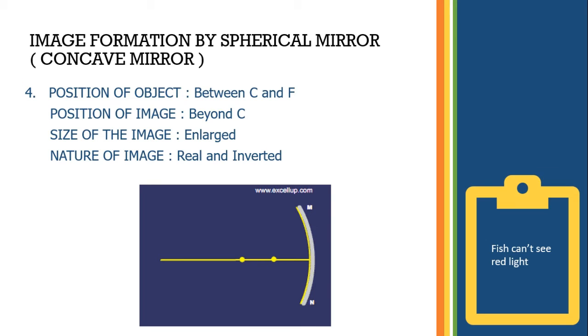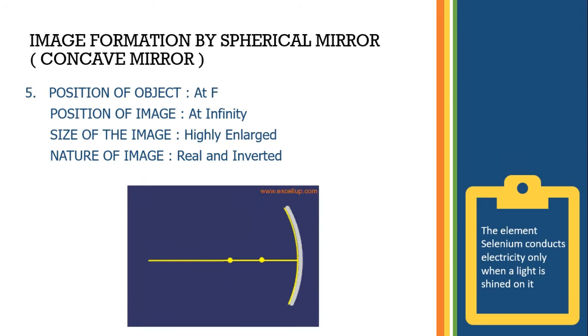And as you go far from the plane mirror, you can see that the image is going on getting smaller and smaller and smaller. Understood? So let's go to the next observation: if the object is at F, meaning focus, the position of the image will be at infinity, meaning we can't measure it. The size of the image will be highly enlarged, meaning it will be very big as compared to the object.